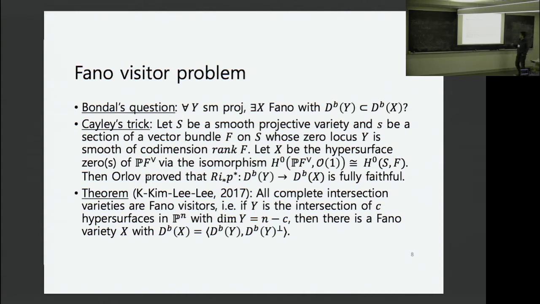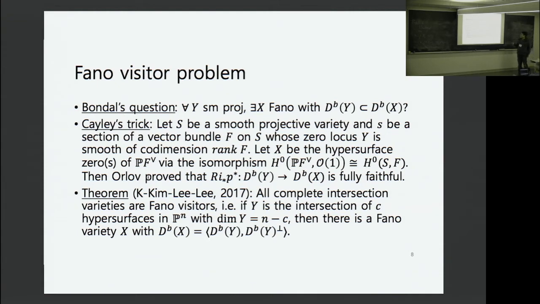The conjecture is that every smooth projective variety is a Fano visitor. So what does that mean? If the answer is yes for any smooth projective variety, that means the study of derived categories of projective varieties is effectively reduced to the study of derived categories of only Fano varieties. If you understand the derived categories of Fano varieties only, then you basically understand all the derived categories of smooth projective varieties. That's the point of the Fano visitor problem. I'm sure there are other motivations for Bondal to raise this question, but let me just mention this.